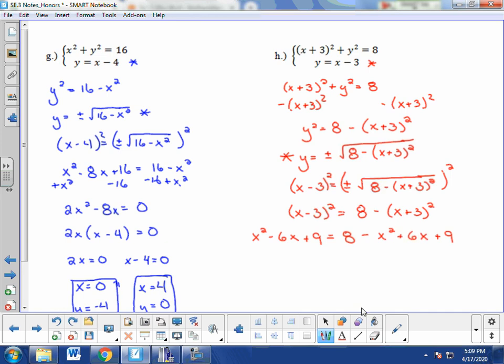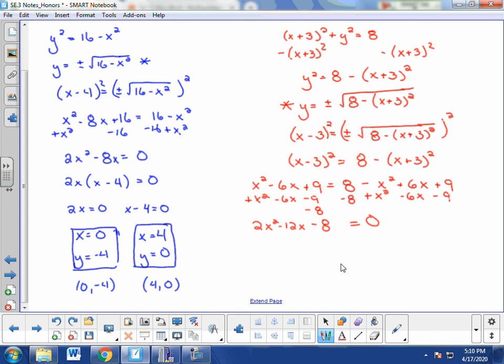It's quadratic. So again, with all quadratics, make it equal 0. So add x squared to both sides, subtract 6x from both sides, subtract 9 from both sides, and subtract 8 from both sides. So everything on the right is now subtracted to 0. On the left, I get 2x squared minus 12x minus 8. So the plus 9 minus 9 cancel out, and then leaves me with negative 8.